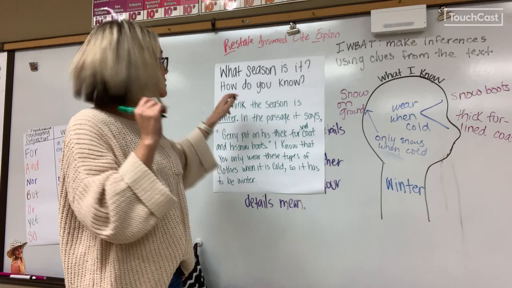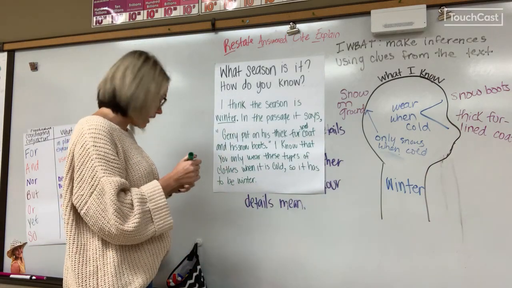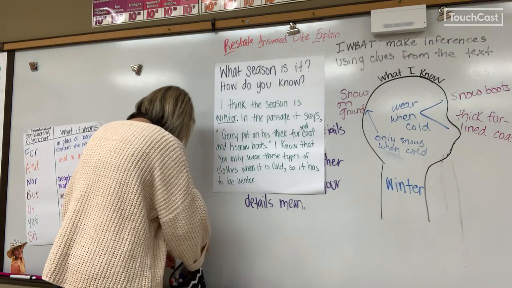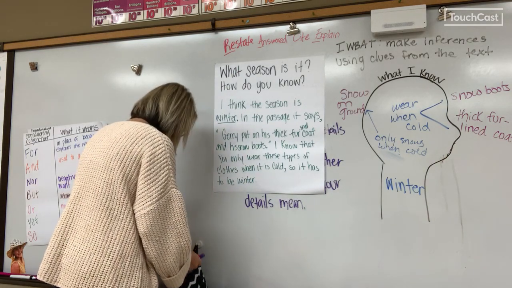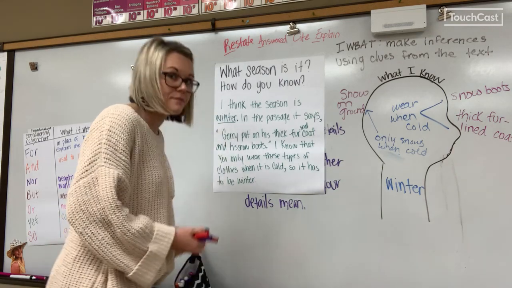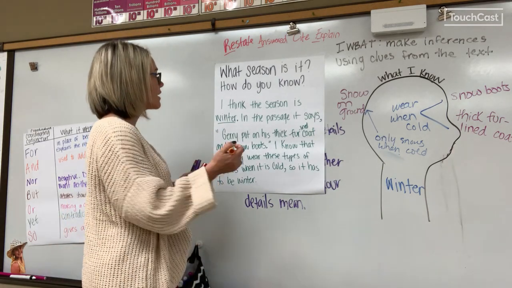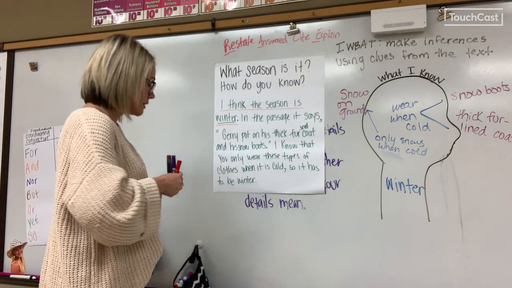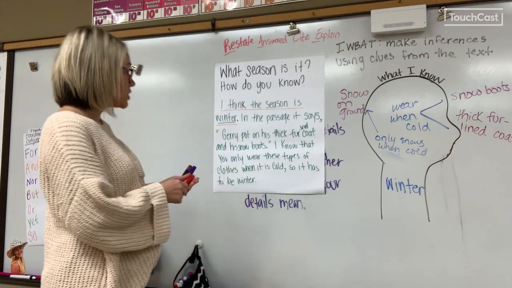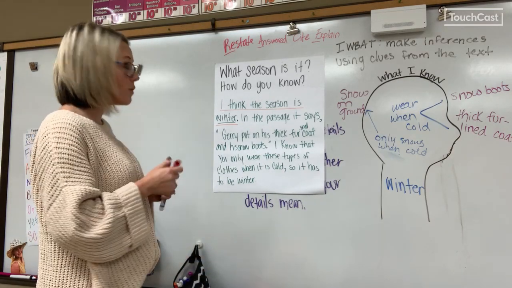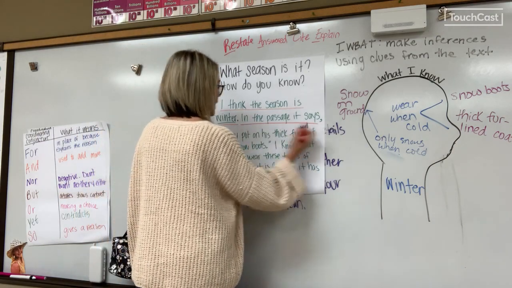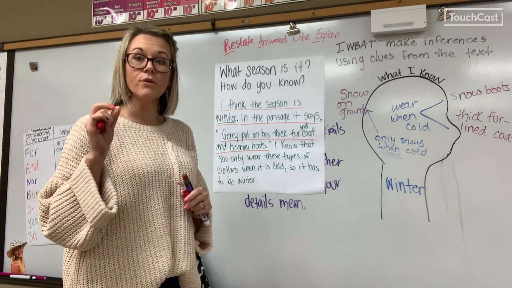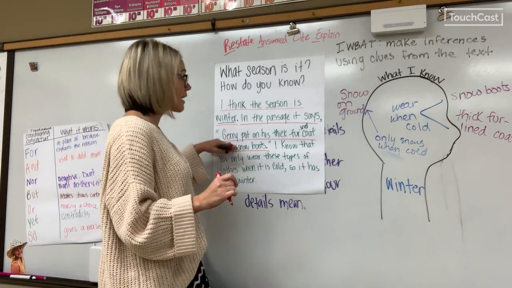So let's look. Did I answer the question, what season is it, and how do we know? So let me get a couple markers out here. Let's do red, purple, brown, and orange, because that's what I got. All right, so what season is it? How do I know? I think the season is winter. So there's my restate and my answer. In the passage, it says Jerry put on his thick fur-lined coat and his snow boots. So there is my cite. I pulled that directly from the text to tell you what I thought. So this is directly from the text, comma, quote.